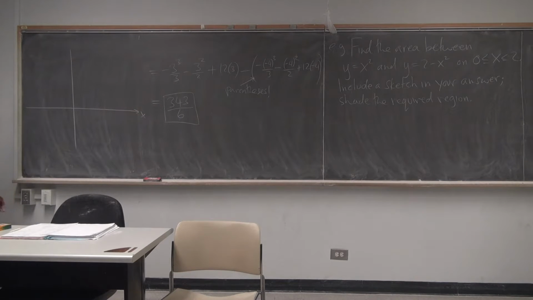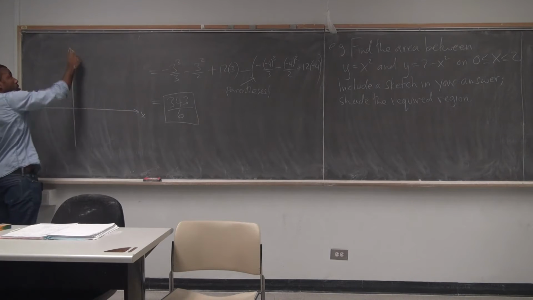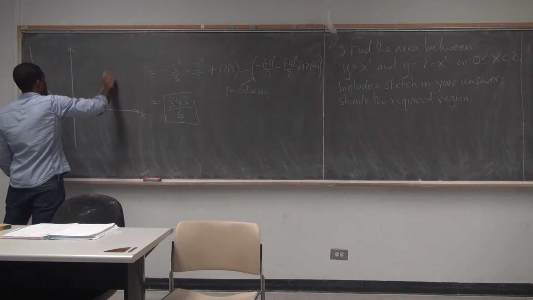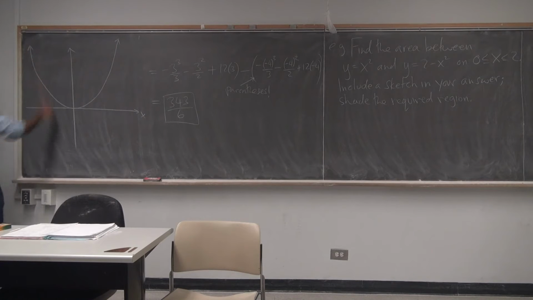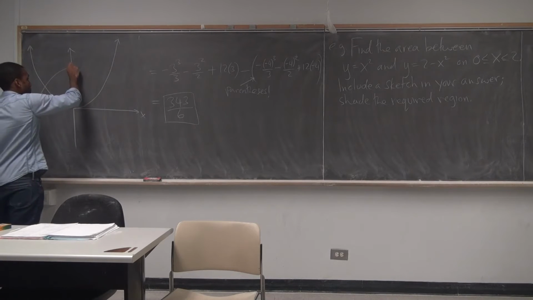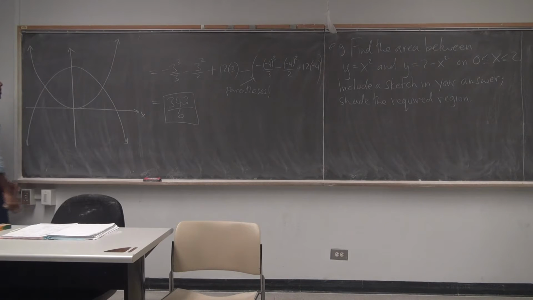Okay, what does y equals x squared look like? Triangle. What does y equals 2 minus x squared? Upside down parabola. How high does it go? It goes up to 2. Okay, what area do we want? Okay, so how far does that go?